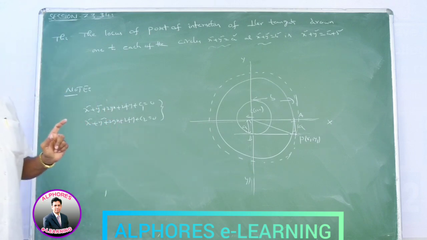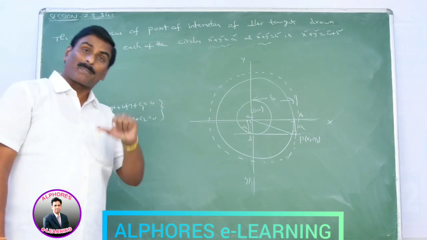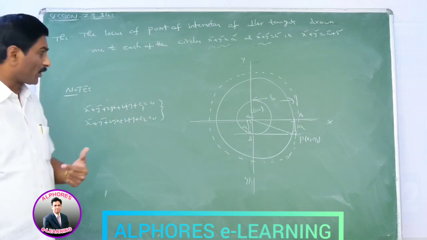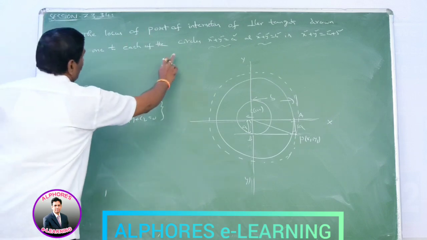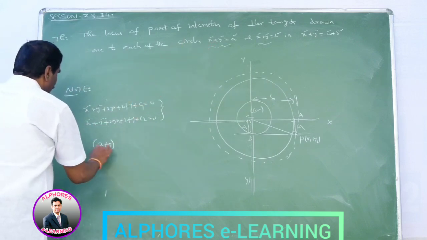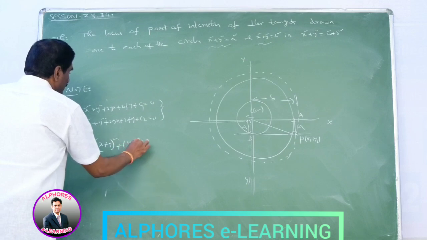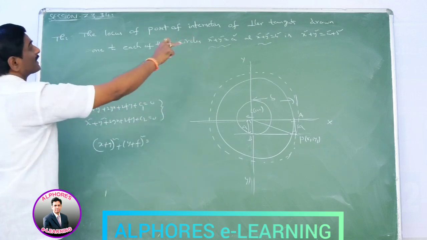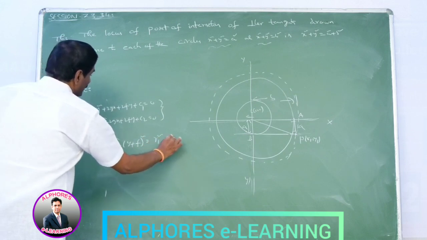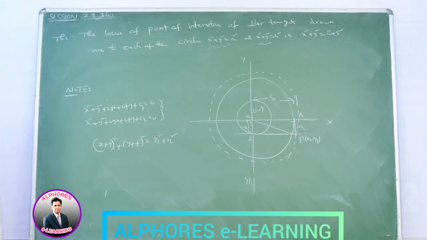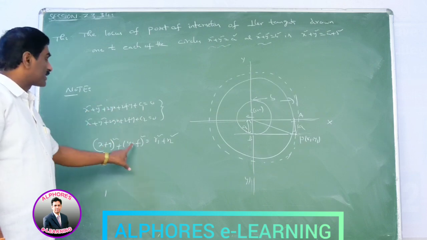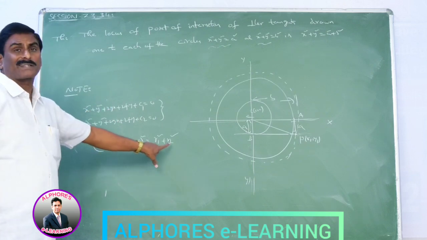In this case, the locus of the point of intersection of perpendicular tangents drawn one to each of the circles is x square plus y square is equal to a square plus b square, as in the previous case. Here, x plus g whole square plus y plus f whole square is equal to r1 square plus r2 square, where a and b mean the radii of the circles. The radius of the first circle is r1, the radius of the second circle is r2. So the locus of the point of intersection of perpendicular tangents to these circles is x plus g whole square plus y plus f whole square is equal to r1 square plus r2 square.